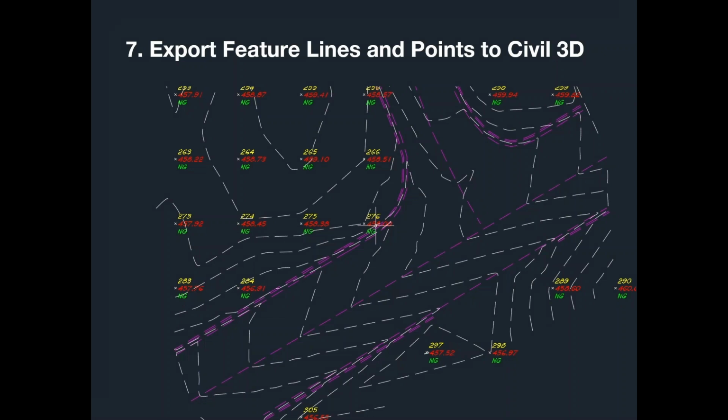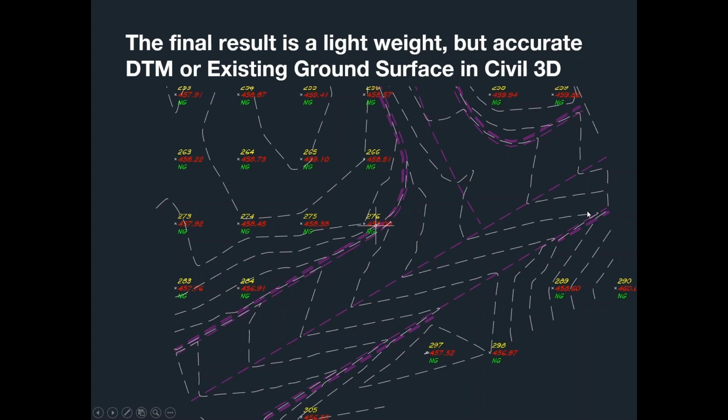So after we export the feature lines and the points, we can then bring them into Civil 3D and create a very accurate and lightweight surface within our design software, which ultimately we use to design the overall roadway and create the construction drawings. So as we said, the final result is a lightweight but accurate existing ground surface that we are now using within Civil 3D.